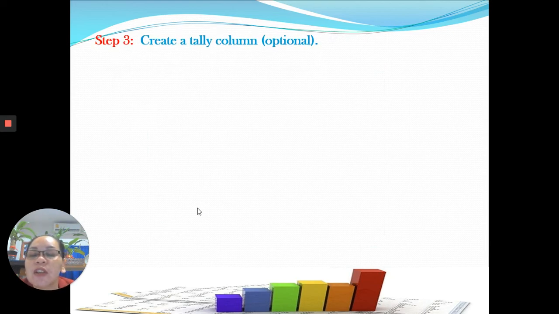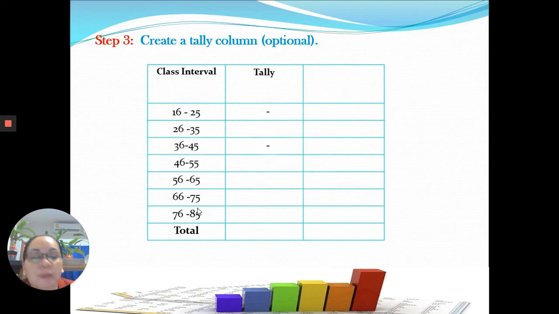And then the next step is you create a tally column. This is optional. You may or may not include it, but for our convenience, we will include it. So you have class interval and tally. For the first class interval, 16 to 25, all numbers that fall between 16 and 25 inclusive will be tallied here. And you do that for the rest of the class intervals.